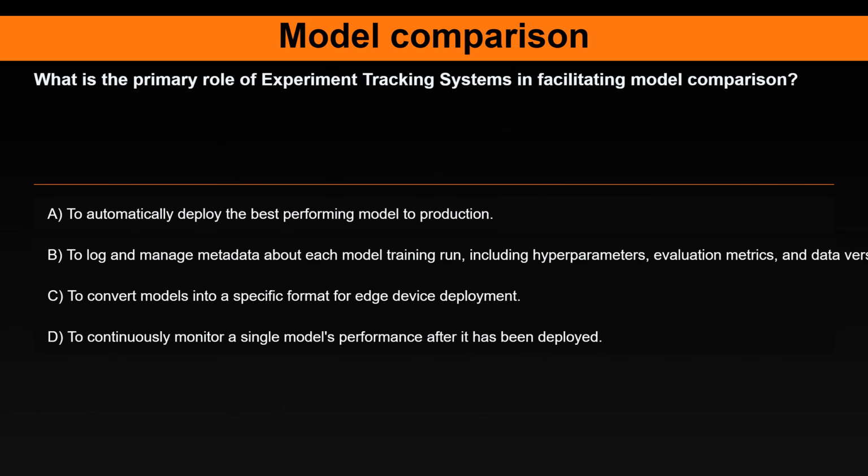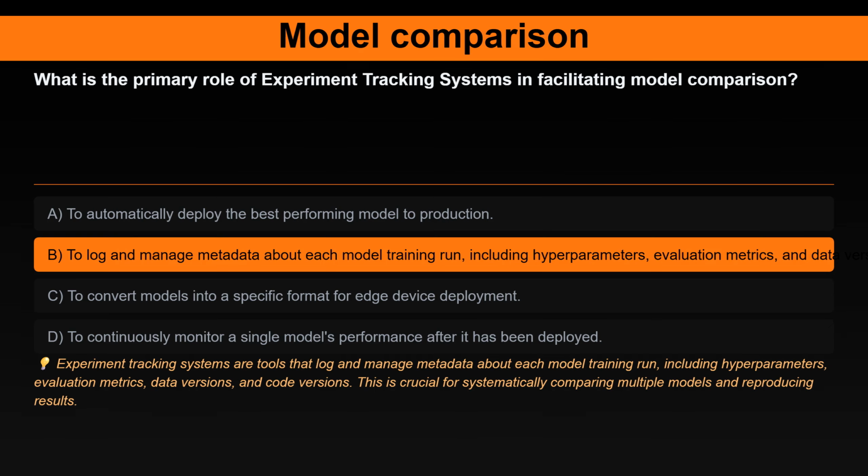Question 3. What is the primary role of experiment tracking systems in facilitating model comparison? Option A. To automatically deploy the best performing model to production. Option B. To log and manage metadata about each model training run, including hyperparameters, evaluation metrics, and data versions. Option C. To convert models into a specific format for edge device deployment. Option D. To continuously monitor a single model's performance after it has been deployed.